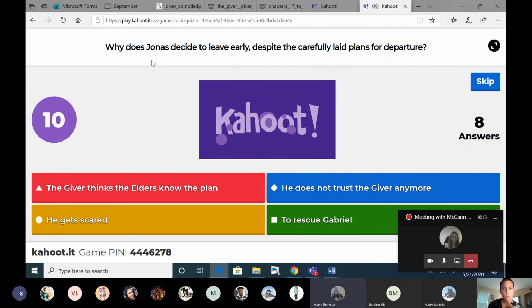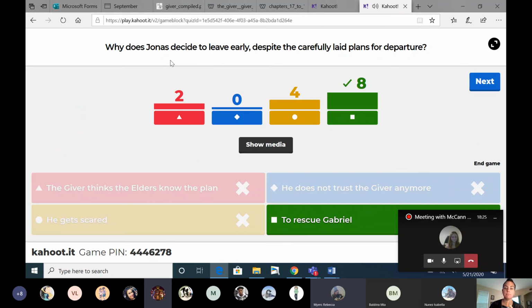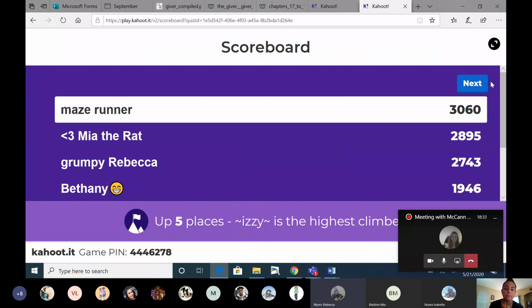Oh, I know this one. Why does Jonas decide to leave early despite the careful delayed plans for the departure? He had to rescue Gabriel because Gabriel was going to be released. And when we say released, she means dead.